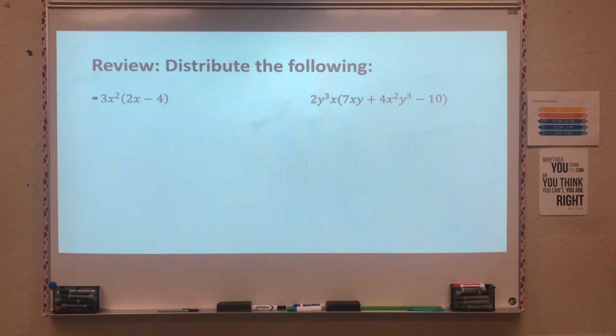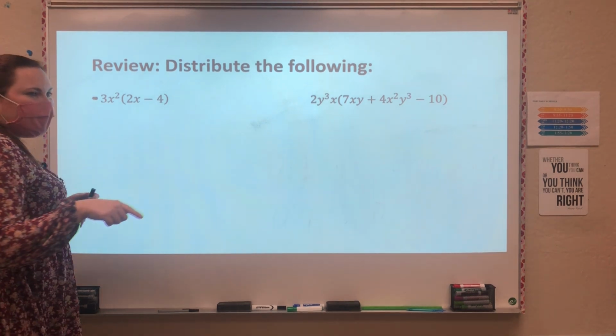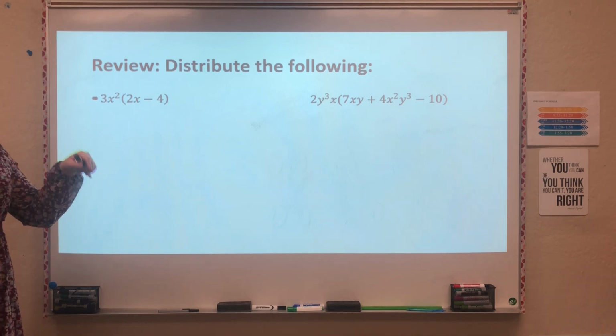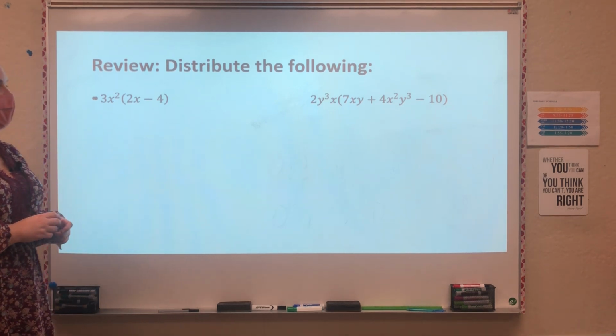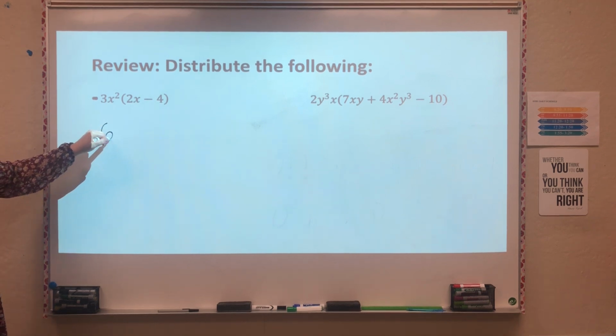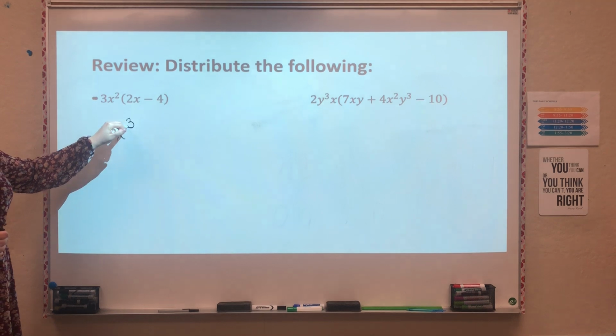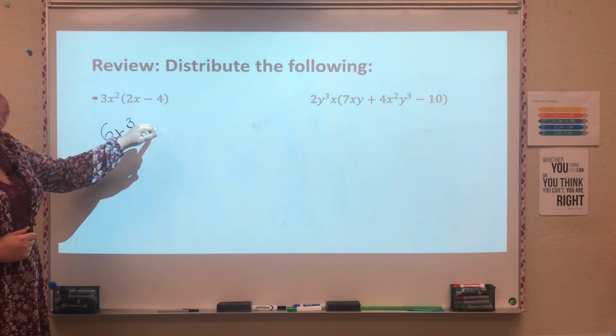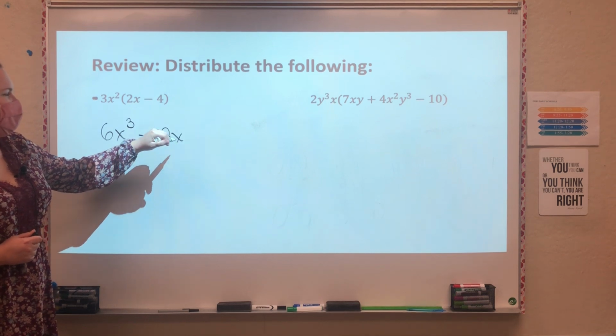Got something? Oh. So earlier on that do now, I heard you say for that division problem, I remember when you're dividing, you subtract exponents. What did we have to use for these? When we're multiplying, you add the exponents. So for this one, when we multiply, we end up with 6x cubed minus 12x squared.